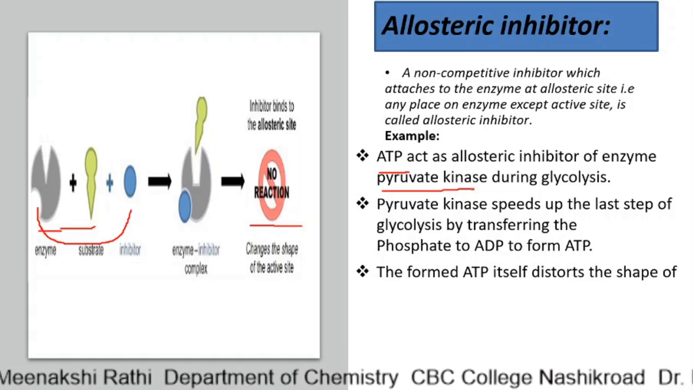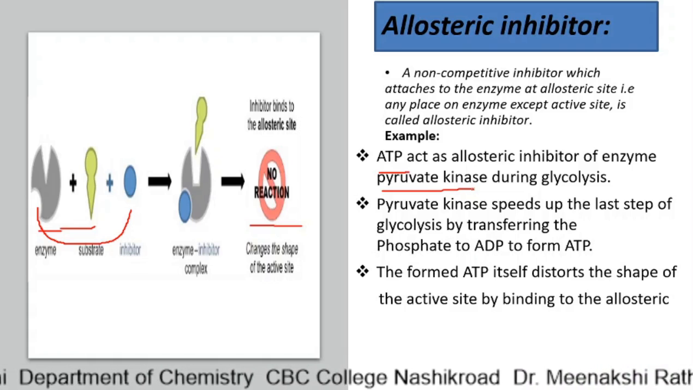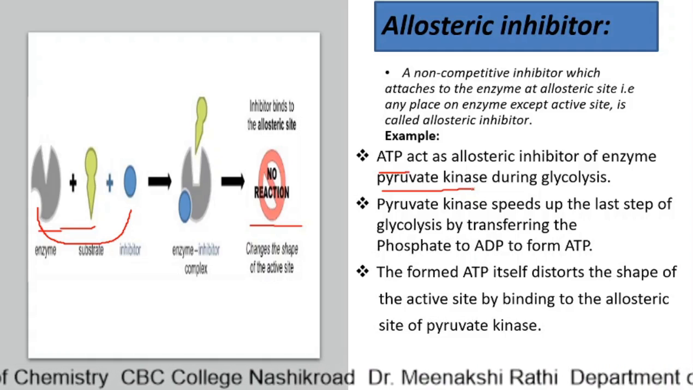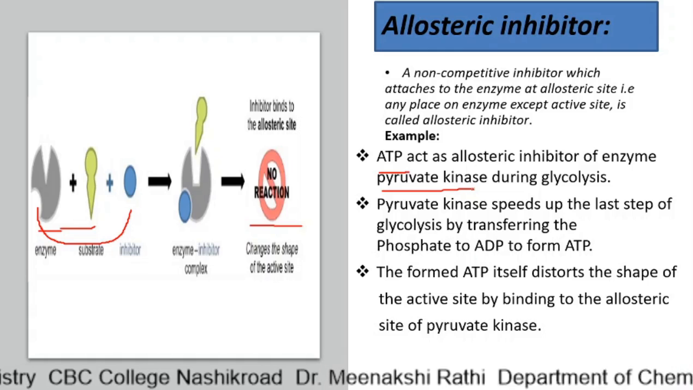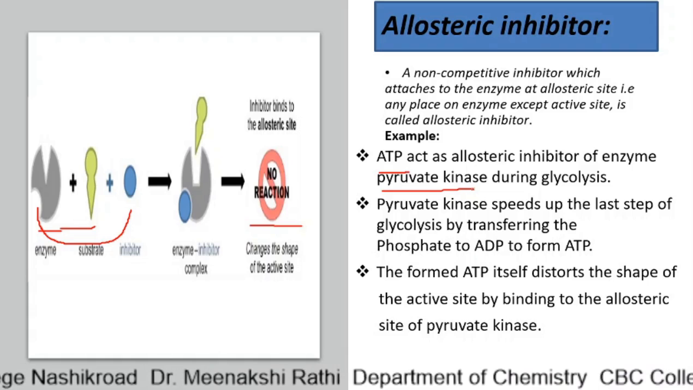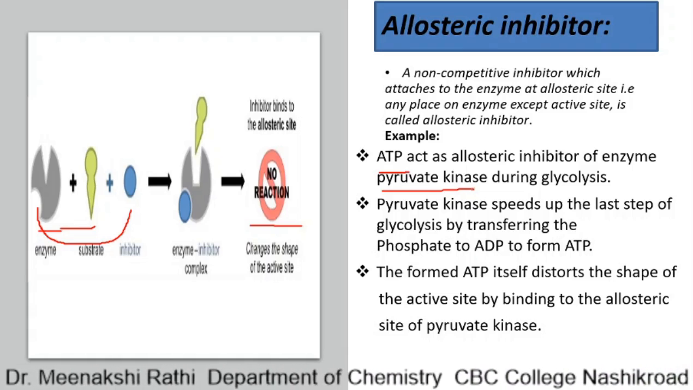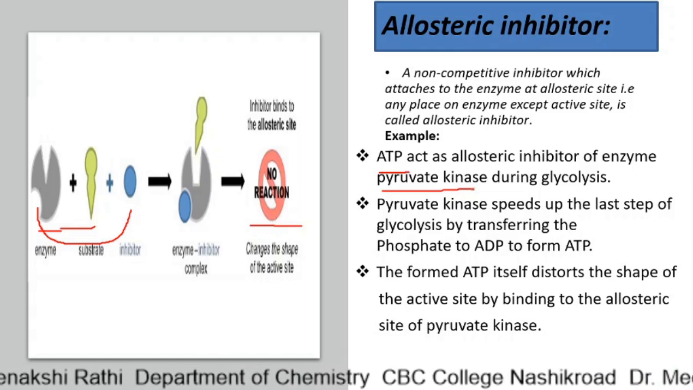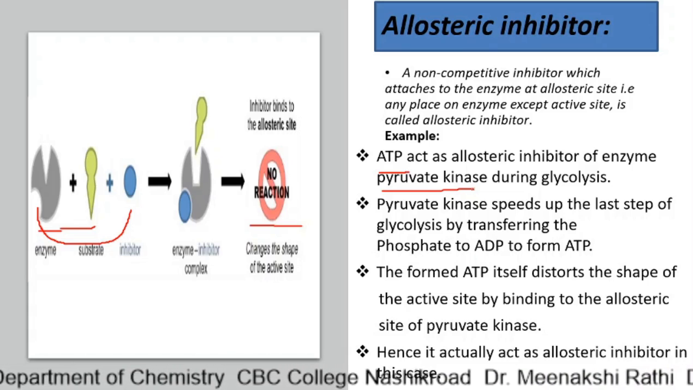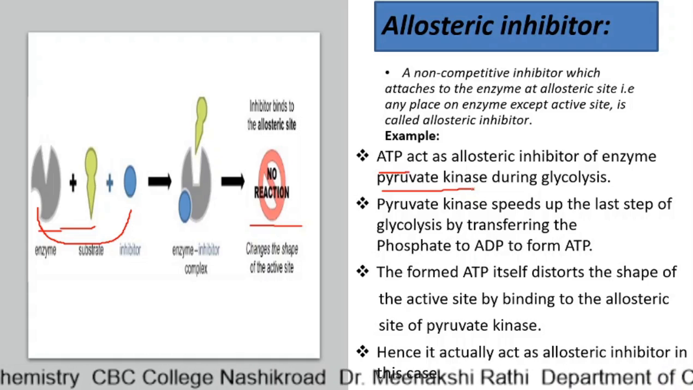But the ATP which is formed itself distorts the shape of the active site of pyruvate kinase. Once the ATP is formed, what does it do? It attaches to the pyruvate kinase enzyme at the other site, that is the allosteric site, and it distorts the shape of the active site of the pyruvate kinase and acts as an allosteric inhibitor in this case.